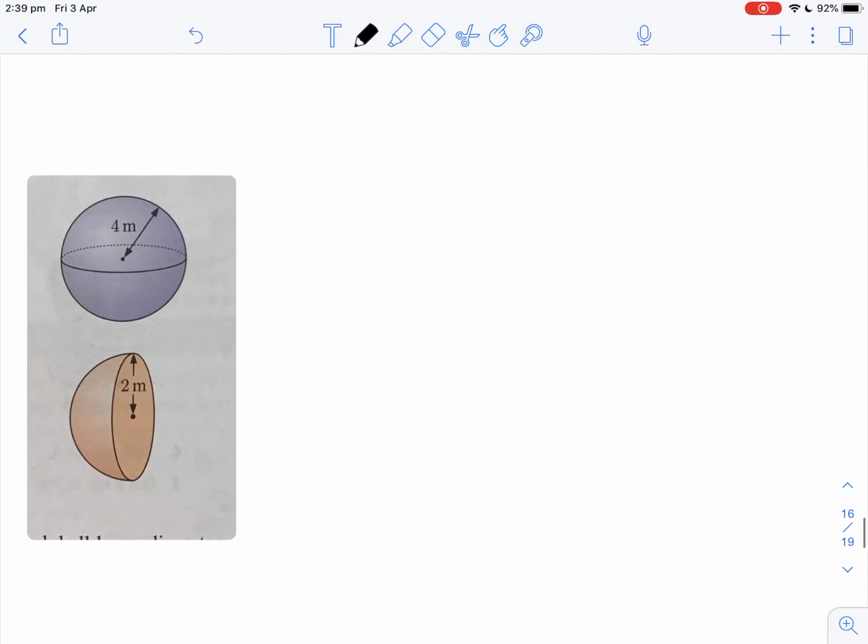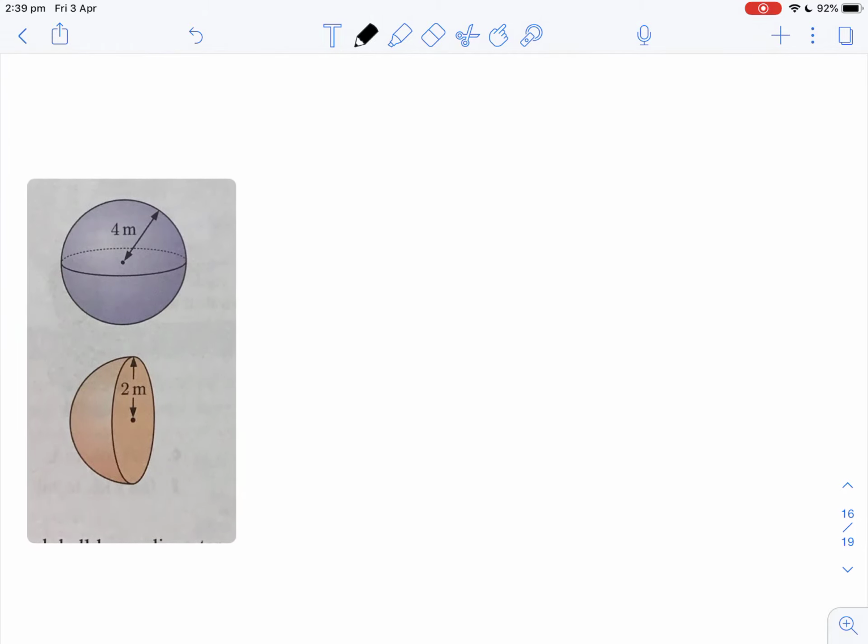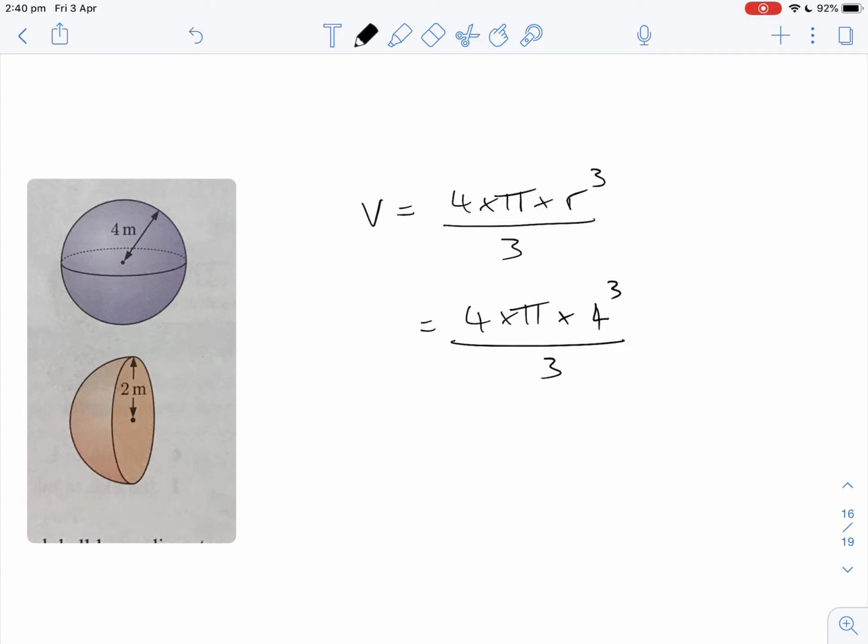Okay, and then we have our spheres. So a sphere, hopefully you remember that formula. The volume was 4 times pi times your radius to the power of 3, because it's a volume now, dividing by 3 to allow for the fact that it tapers. So here 4 times pi times my radius, which was 4 metres, to the power of 3, dividing that by 3, and that would give me a volume of 268.08 metres to the power 3.